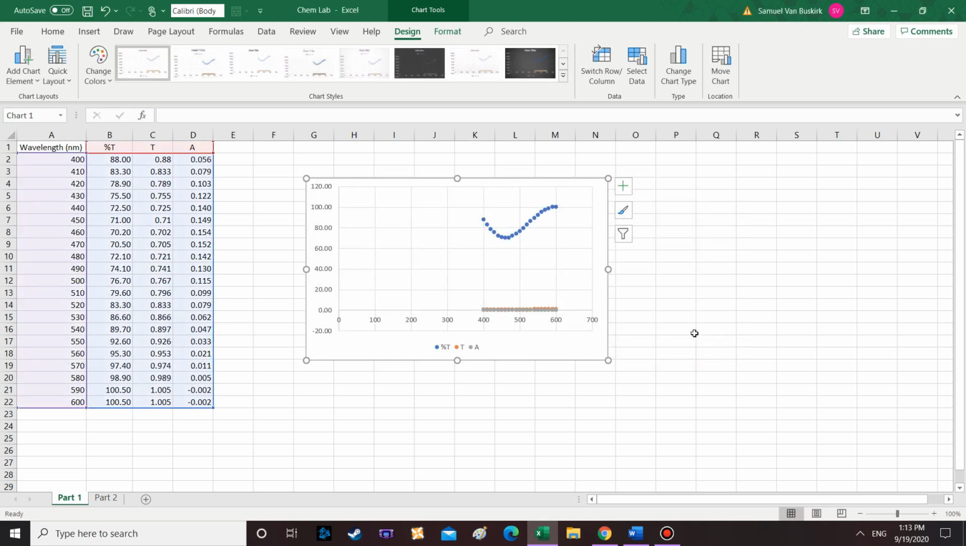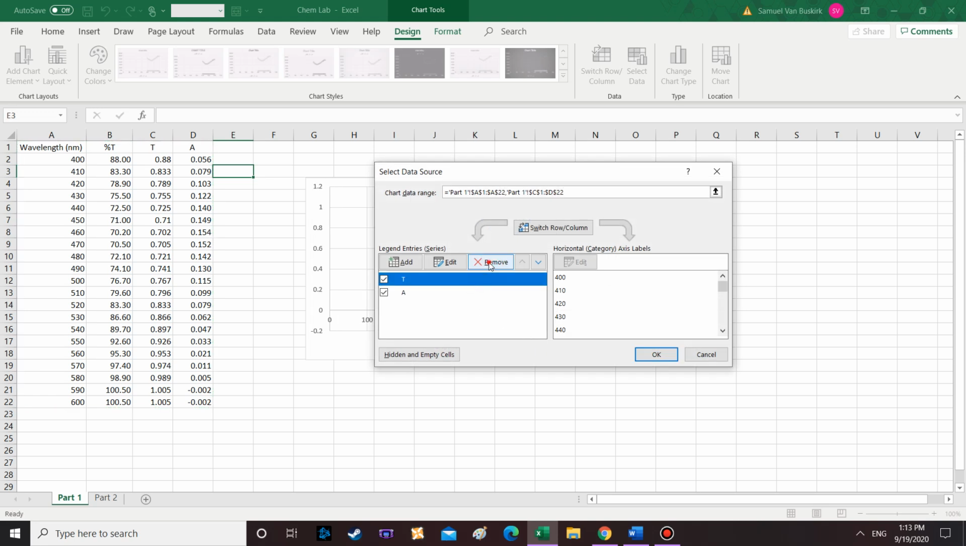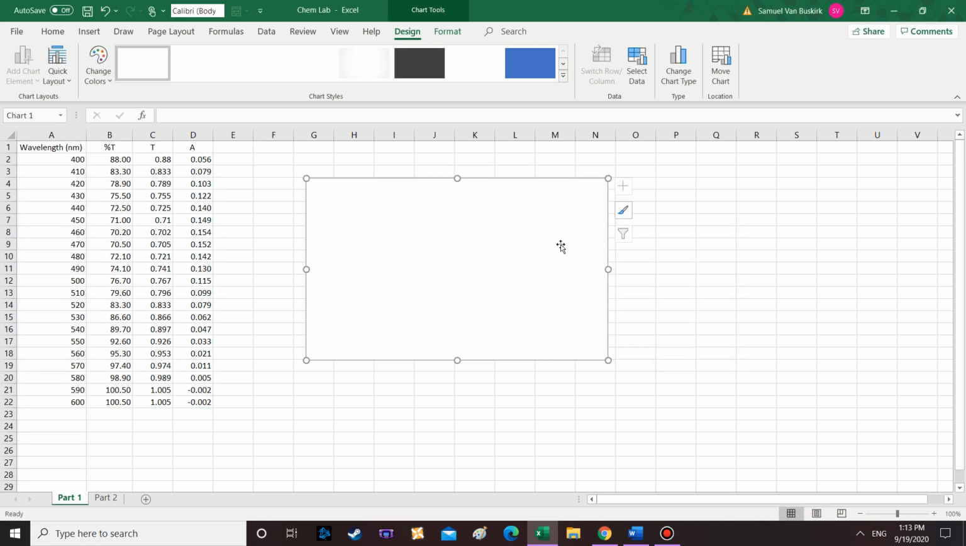So, oh my gosh, I'm an idiot. Okay, let me go back in and do this. I didn't hit OK. I hit cancel. Okay. So, you should have a blank chart like this.